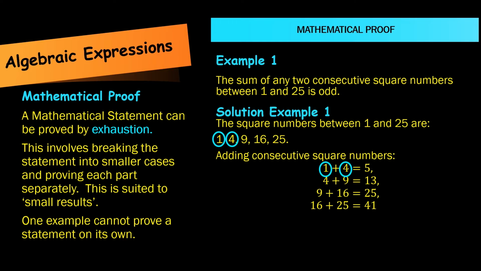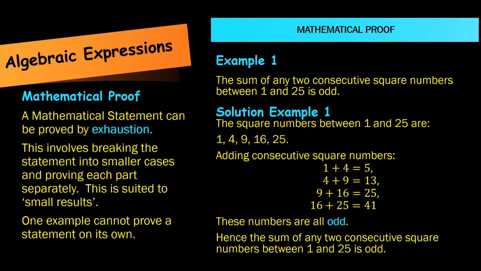1 add 4 is 5. 4 add 9 is 13. 9 add 16 is 25. And 16 add 25 is 41. Notice that all these numbers are odd. Therefore, the sum of any two consecutive square numbers between 1 and 25 is odd.